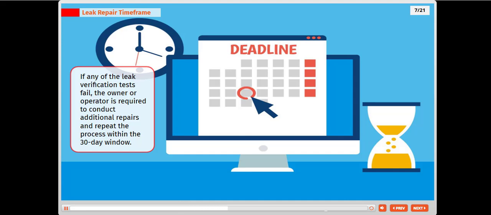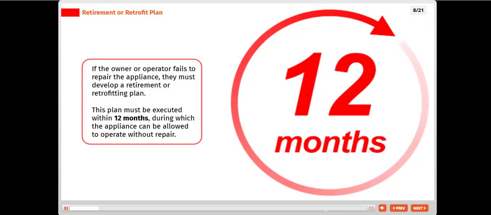If any of the leak verification tests fail, the owner or operator is required to conduct additional repairs and repeat the process within the 30-day window. If the owner or operator fails to repair the appliance, they must develop a retirement or retrofitting plan. This plan must be executed within 12 months, during which the appliance can be allowed to operate without repair.